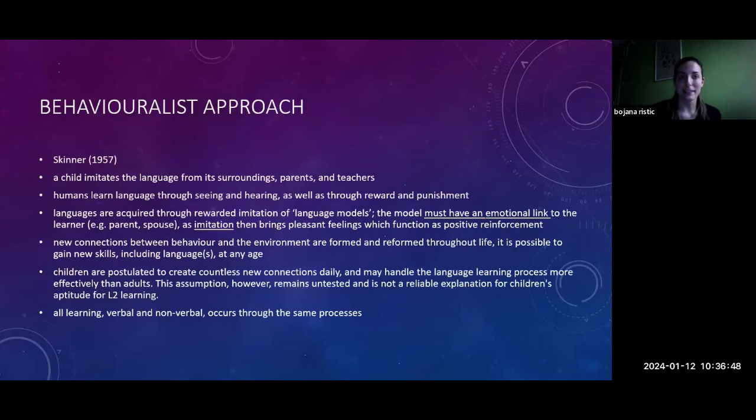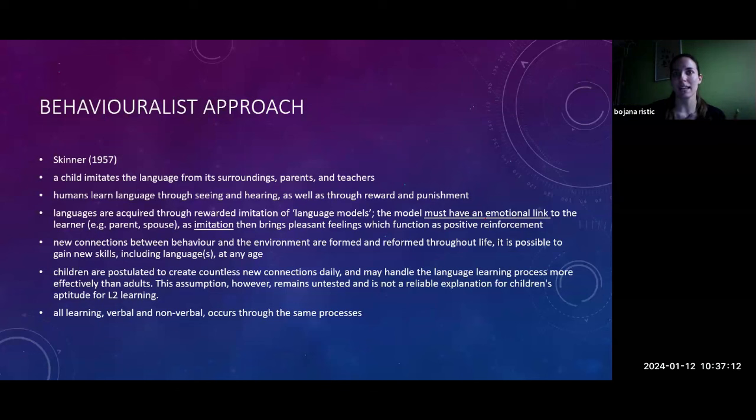But as I said, the other approach is a behavioralist approach, coming mostly from Skinner. At some point it became a debate between the linguists following Chomsky and the psychologists following Skinner. Hopefully nowadays we're going to find a middle ground. But it says that the child actually imitates the language from its surroundings, right?